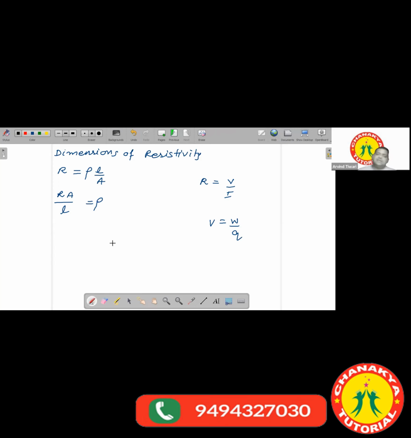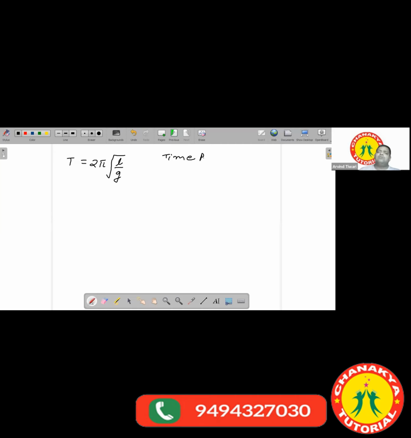Okay, so for example, let's try out this one. So we know the time period of a simple pendulum. Time period of simple pendulum is given by the formula 2 pi under root L by g. Okay. So this is the famous formula given for the time period of a simple pendulum. We want to check out whether the given formula is correct or not.